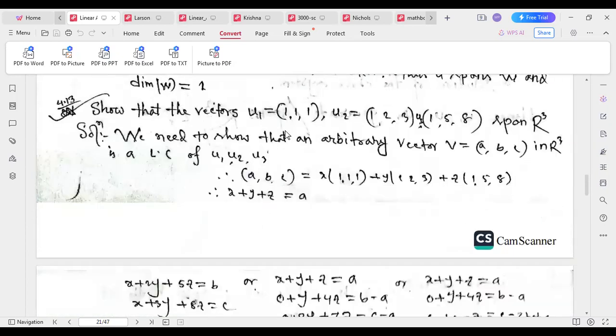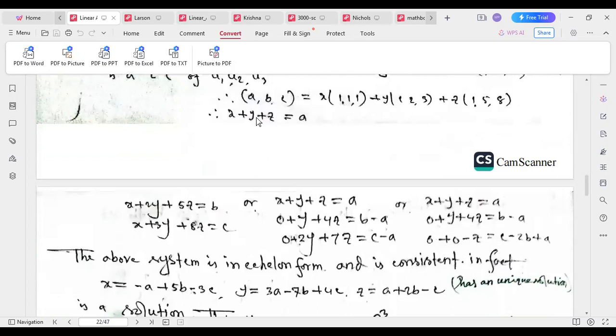Now, show that the vectors u1, u2, u3 span R3. We need to show that an arbitrary vector (a, b, c) in R3 is a linear combination of the given vectors u1, u2, u3. So (a, b, c) can be written as a linear combination with scalars x, y, z. Now, x + y + z = a, and we get these 3 equations from the above linear combination. Now, by echelon form, subtracting equation 2 from 1, and 3 from 1, we get the solutions.